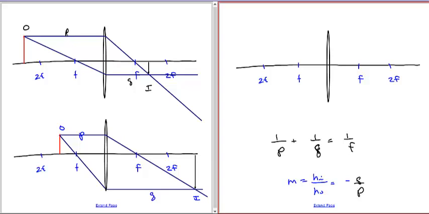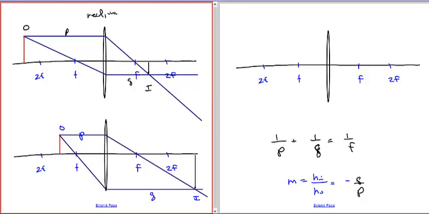So here you can see P is greater than Q. So in this case, we have a real, inverted, smaller image. In this case, we have a real, inverted, enlarged image.